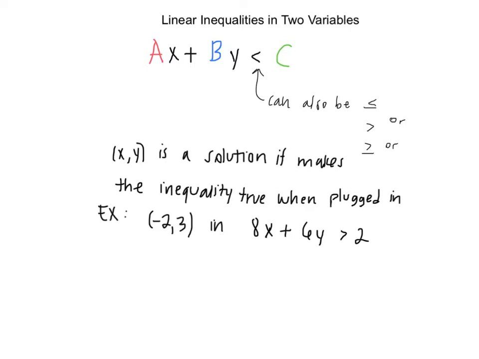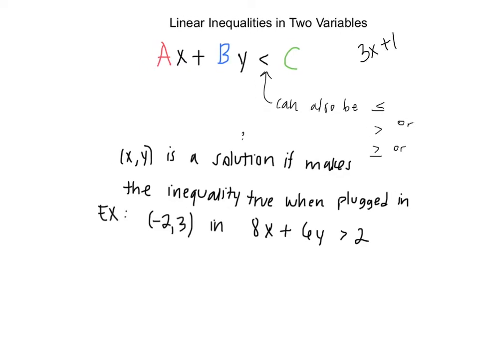So for example, we could have 3x plus 4y is less than 5. And our a would be 3, our b would be 4, and our c would be 5. Now xy, so we could have a point 1, 2, is a solution of this inequality if it makes the inequality true when plugged in.